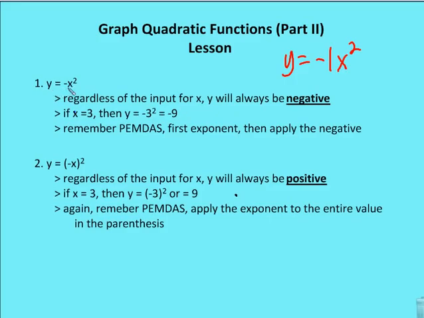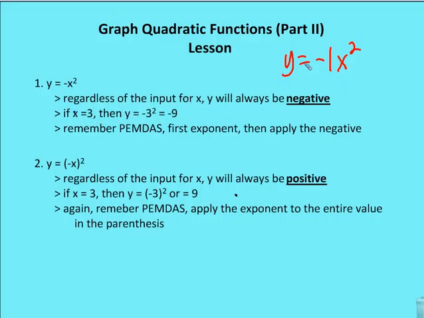If you see y is equal to negative x squared, remember PEMDAS in your application of any input for the x value as a function. Because regardless of the input for x, y is always going to be negative. Well, why is that? Well, y is equal to negative x squared is the same as y is equal to negative 1 times x squared. And in PEMDAS, remember, exponents come before multiplication.